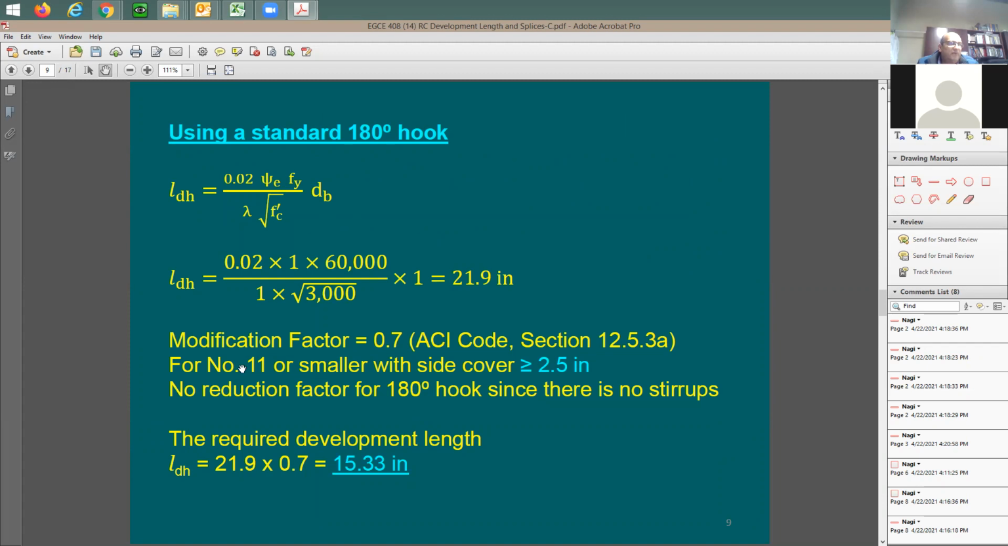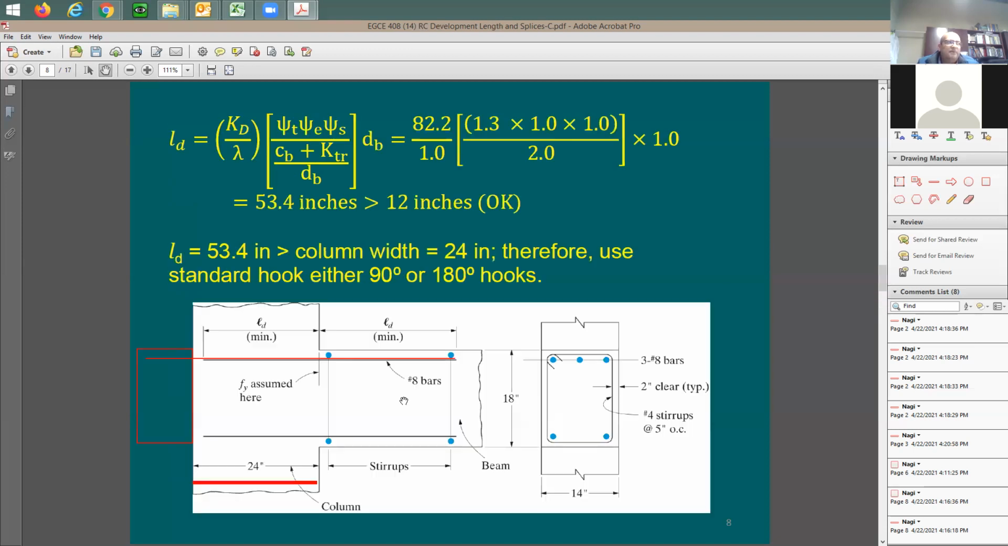It says for number 11 and smaller, when the side cover is going to be more than 2.5 inches, you're going to be using a factor of 0.7. I don't have here any ties, so I cannot have here any reduction for this 180-degree hook. I'm going to take you back here. I don't see here any ties inside the column. I'm not talking about these ties. These ties are good, and you're going to be using here within the beam itself, right?